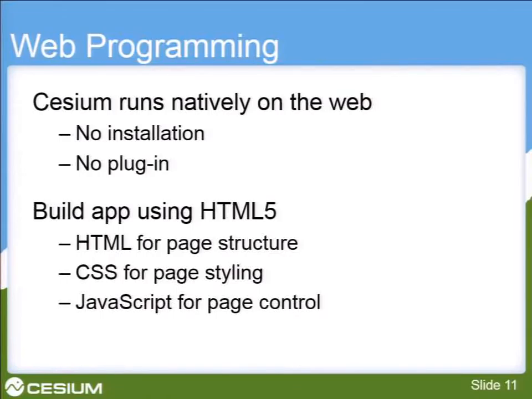So when you're beginning to program using Cesium instead of the Google Earth plugin, there are a couple differences. One of the main being that Cesium is a JavaScript library, so it's going to be running in a web application. You need to know a little bit of web programming to get started. So you'll be using HTML for your page structure, CSS for styling, and then JavaScript for any of your kind of page control.